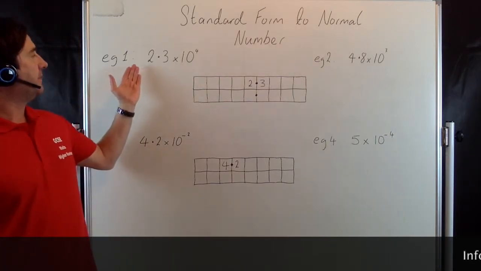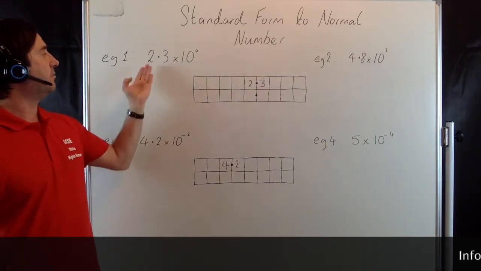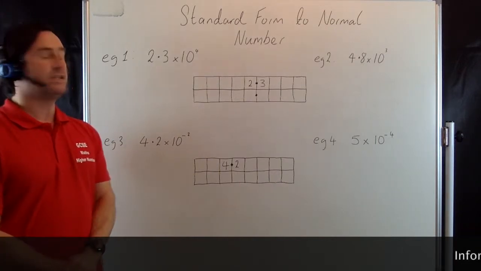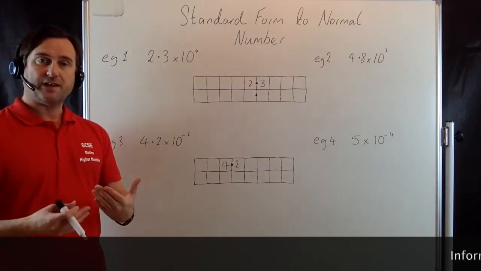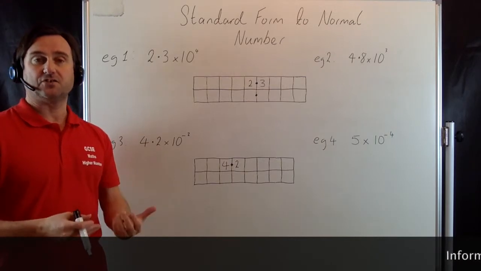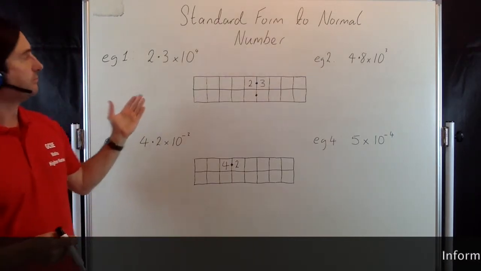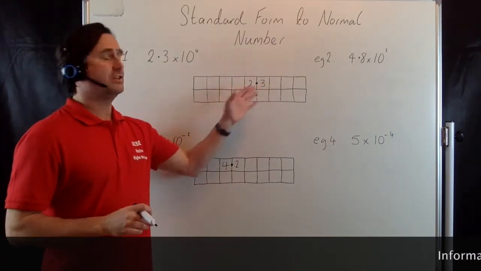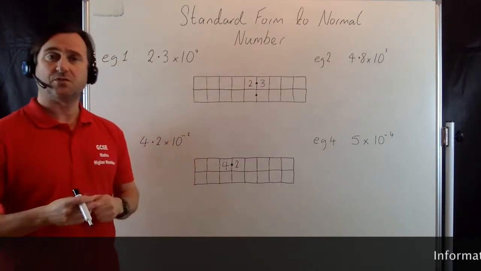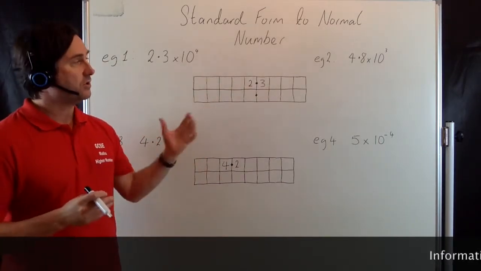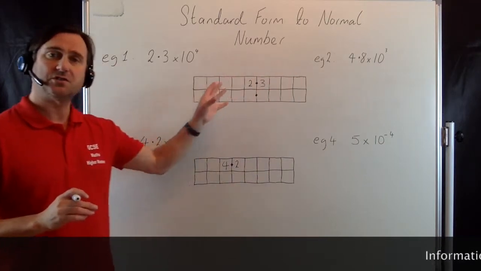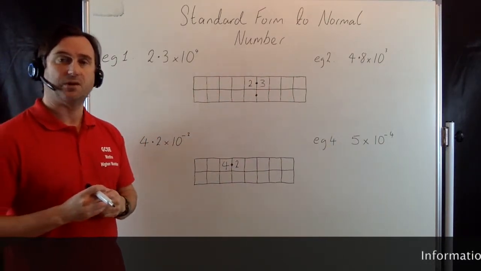What we've got here is a number in standard form, 2.3 times 10 to the 4. I want to write that as a normal number, as an integer. So I'm going to use this little grid for the first example, just to show you what's actually happening. We're not going to use the grid all the time, but just to show you how this actually works.